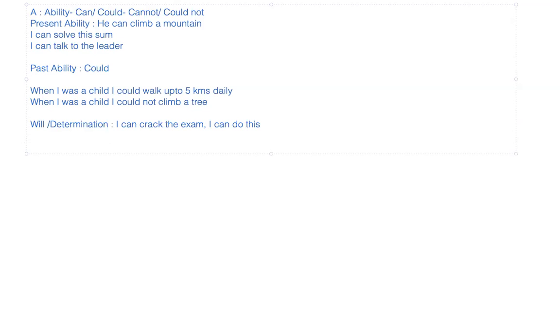And could is also used as a habit. So only for could we are using this word. So I could walk 5 kilometers. That is also a past habit. Although we are referring to the past thing only, we can also refer to it as a habit.